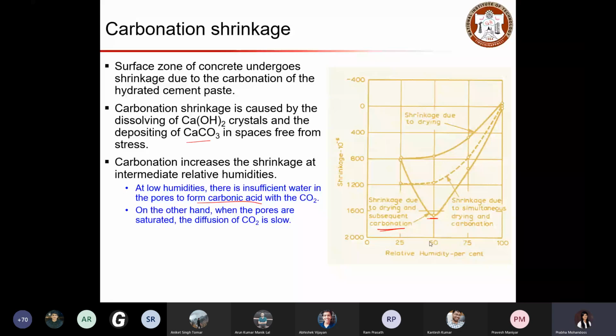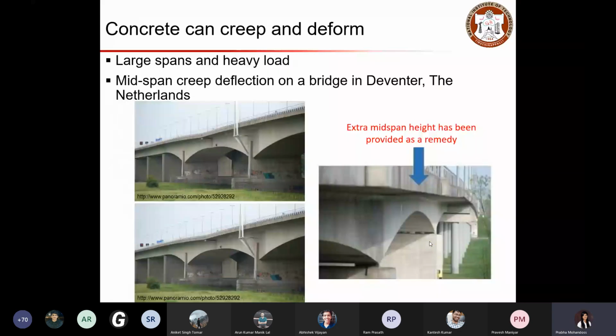So now let's look at the creep deformation. So you all know what creep is. Creep is when your concrete is subjected to sustained loading conditions for a longer duration and will experience inelastic deformation, right? This type of creep behavior can be experienced when you have large span structures, and those will be subjected to heavy loading conditions.